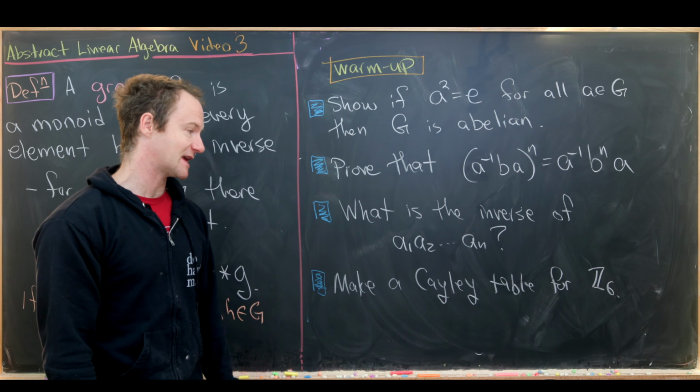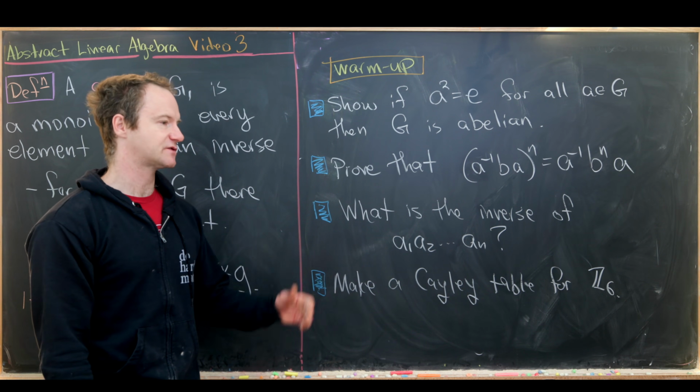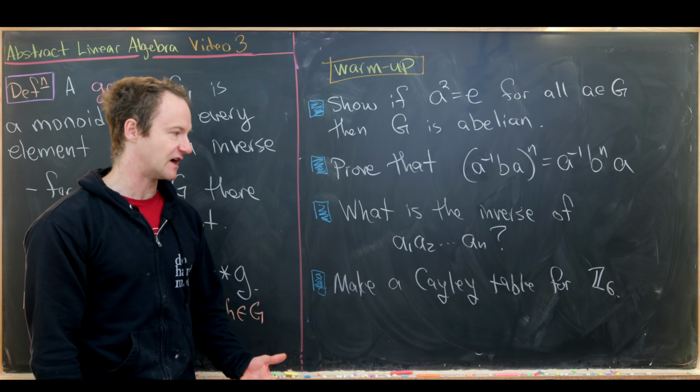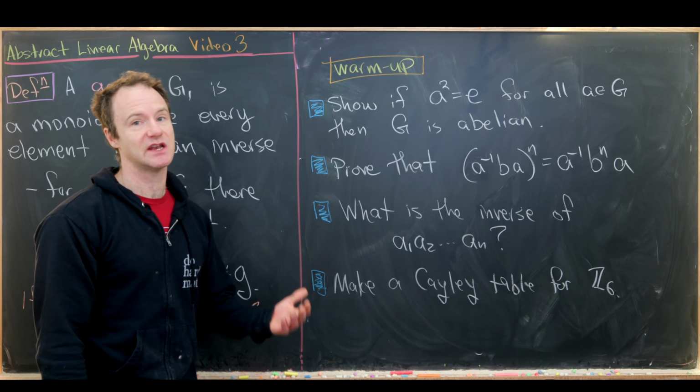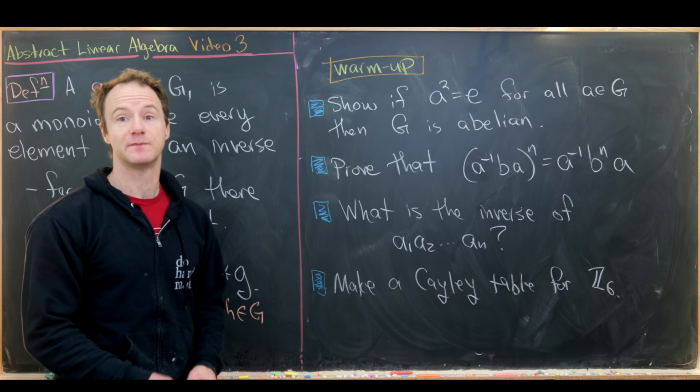Finally, let's make a Cayley table for the group Z6. Let's recall that that's going to be everything 0 bar, 1 bar, up to 5 bar, where you take addition and then keep the remainder when dividing by 6. Okay, that's a good place to stop.